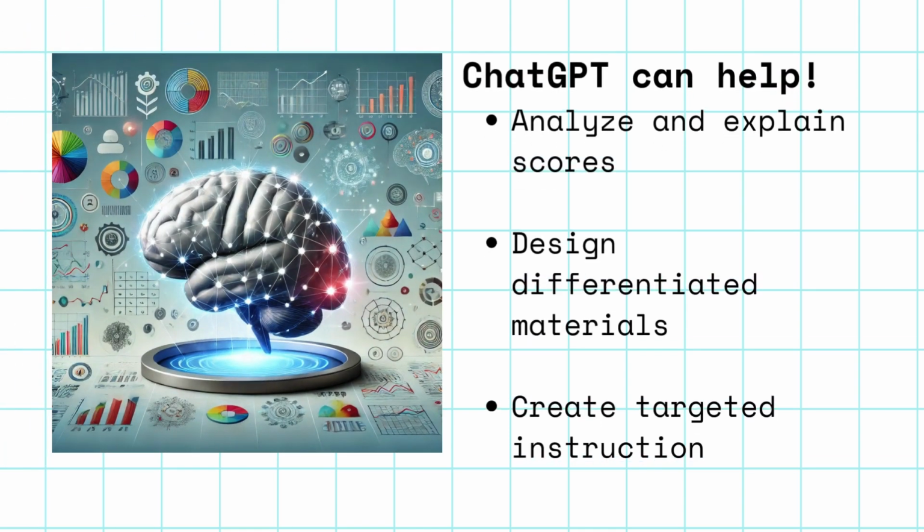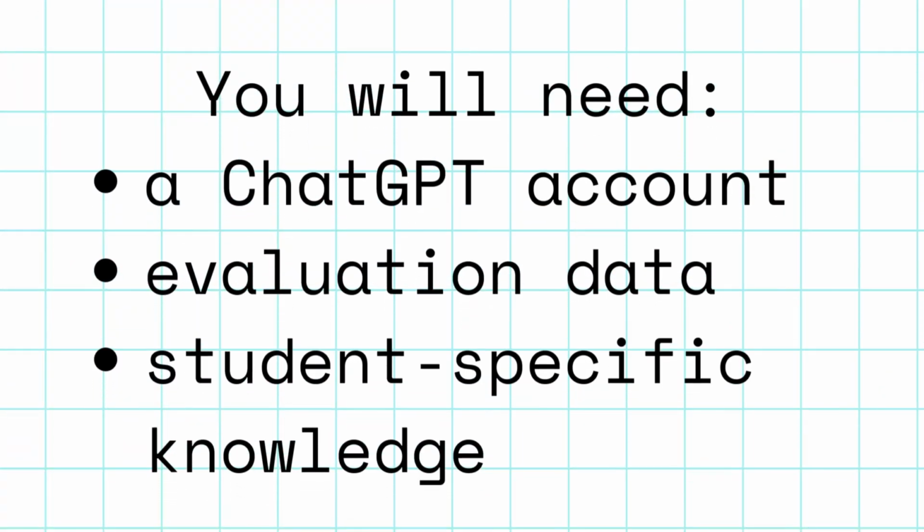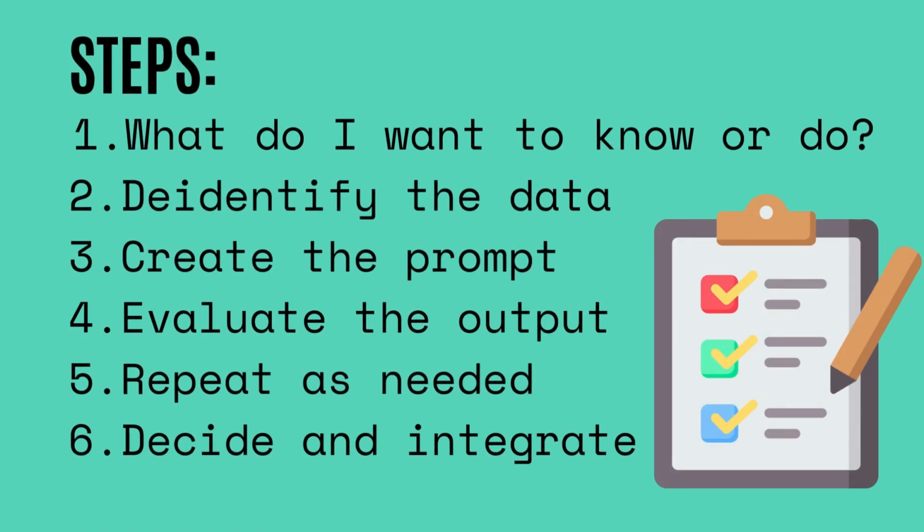With just a few clicks, scale scores and percentiles can inform decisions about differentiated materials and help us deliver instruction that addresses our students' needs with greater precision. You will need a free or paid ChatGPT account, some data from a psychoeducational evaluation, as well as student-specific knowledge that will later drive your decisions. These are the steps I recommend you take when you do this work.